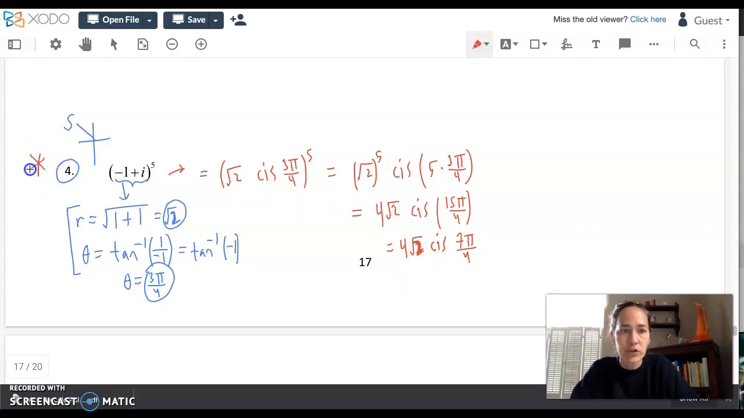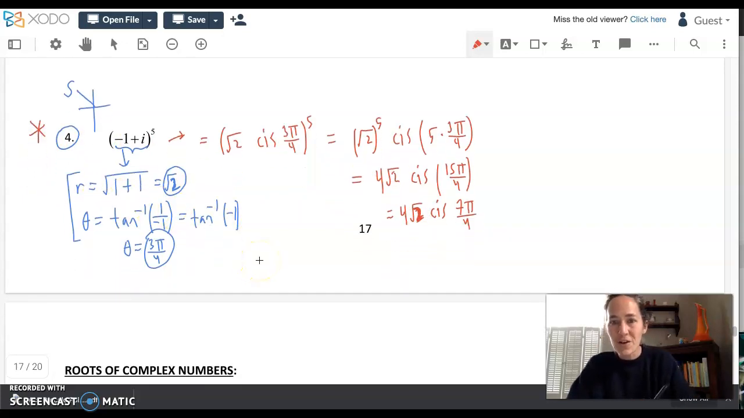Now, this was a good one to try. For the others, I was able to look at them and kind of decide my answer was just going to come out to be a nice, even, real number. Let's try this one written out like we would normally convert back to rectangular.